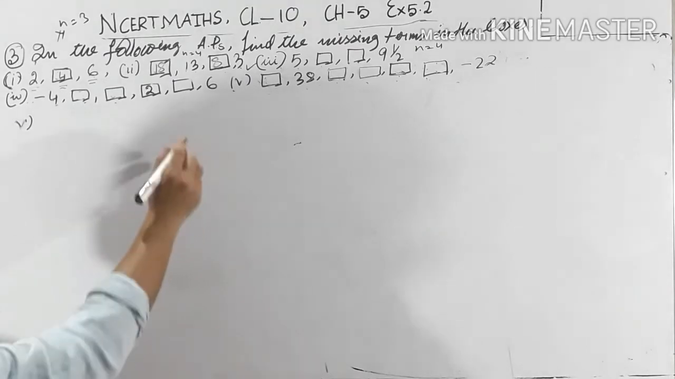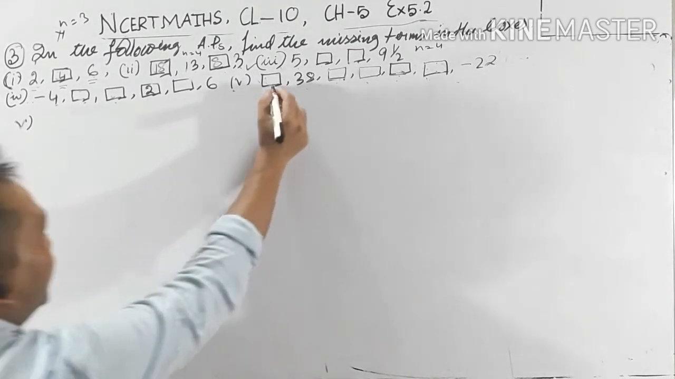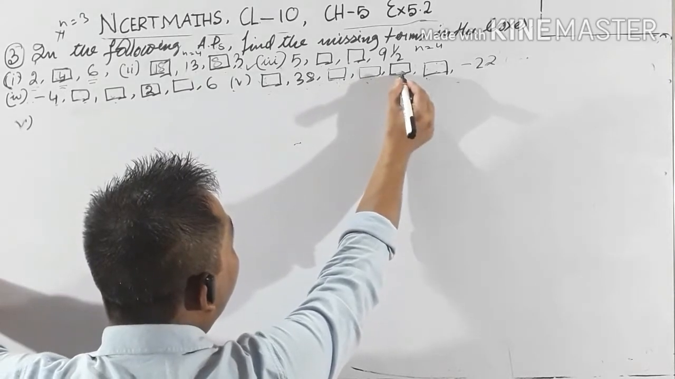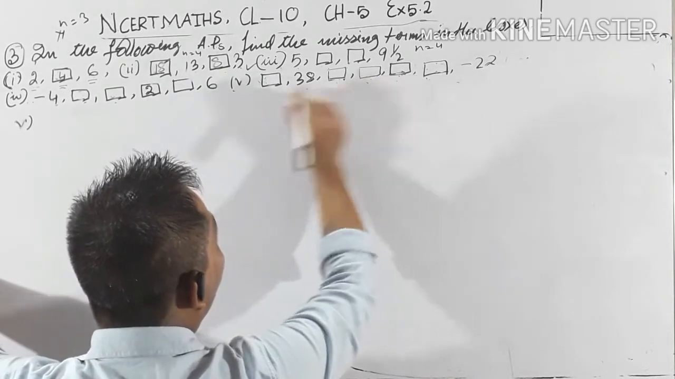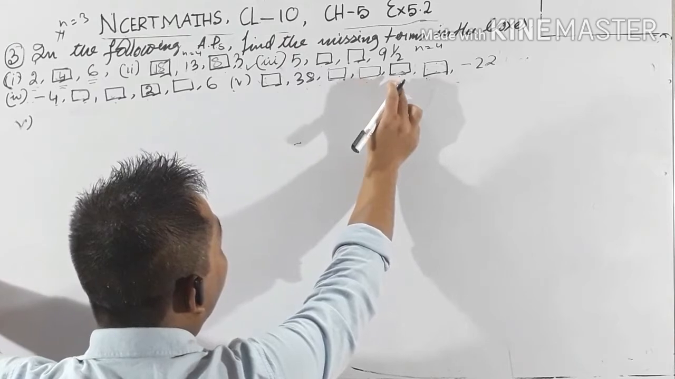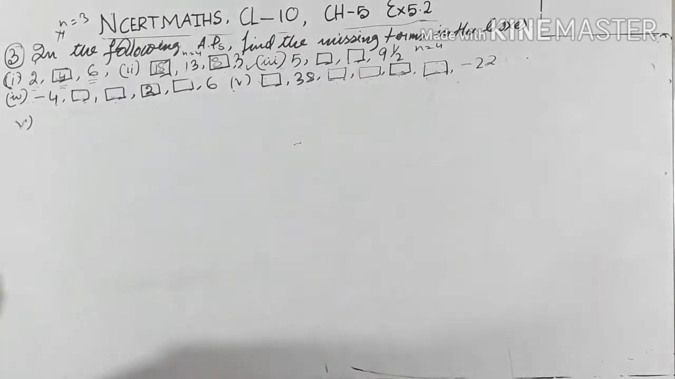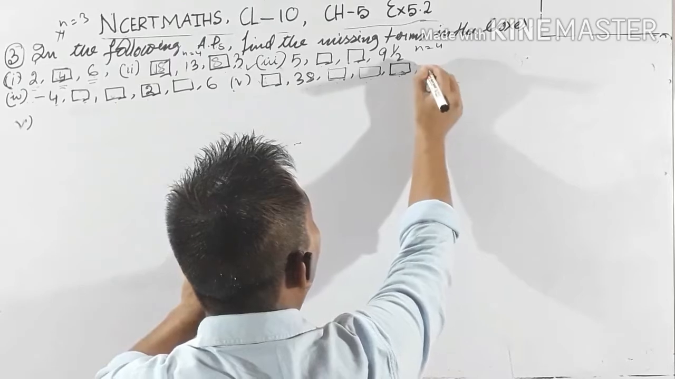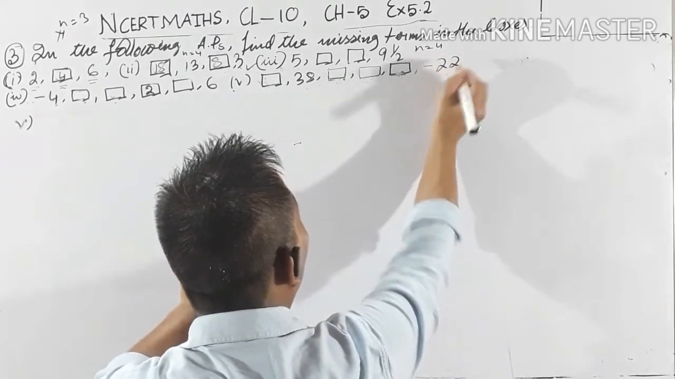Roman number 5, what is given? The first term is missing, the second term is given, the third, fourth, and fifth terms are missing. First, second, third, fourth, fifth, right? Let me check the question once again. Okay, so it is minus 22, right?